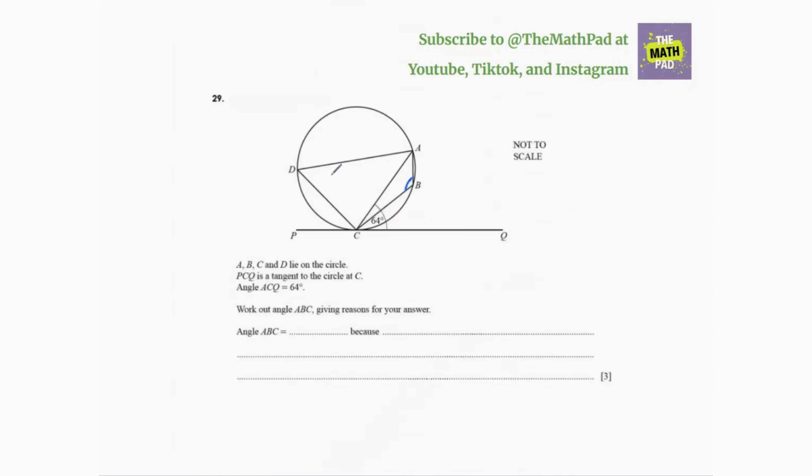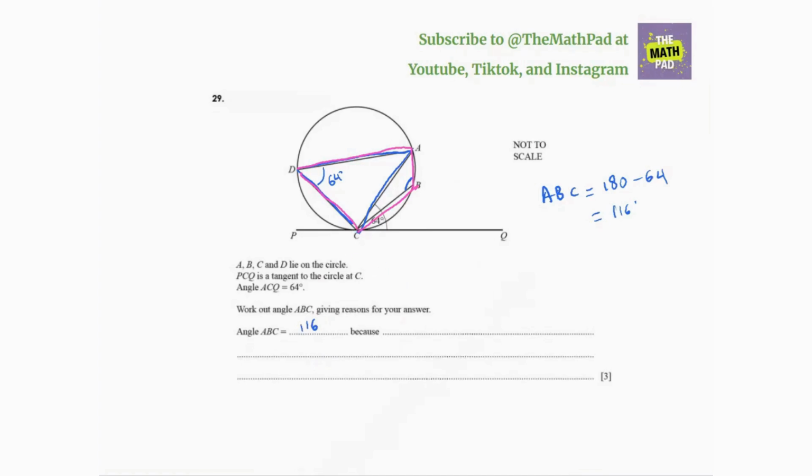So if this is 64, we know this is going to be 64 because of the alternate segment theorem. We have this triangle inscribed in the circle and all three vertices are touching the circumference. And then we have a cyclic quadrilateral. As you can see, all four vertices are touching the circumference, which means opposite angles add up to 180. Hence, angle ABC is going to be 180 minus 64, which is 116.